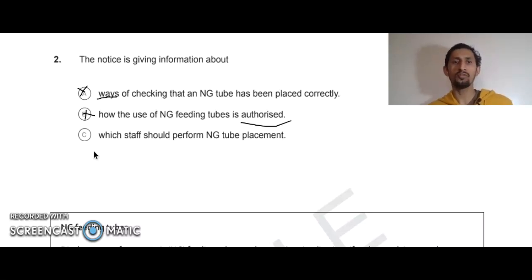Option C, which staff should perform NG tube placement. The last two sentences of the paragraph are talking about who can insert an NG tube. So that is the right answer.